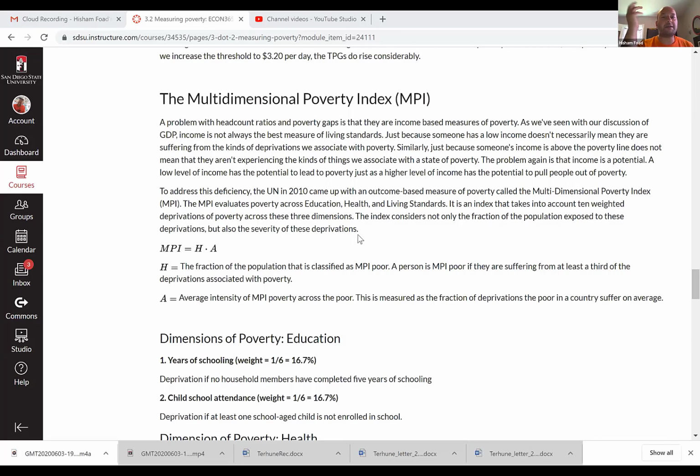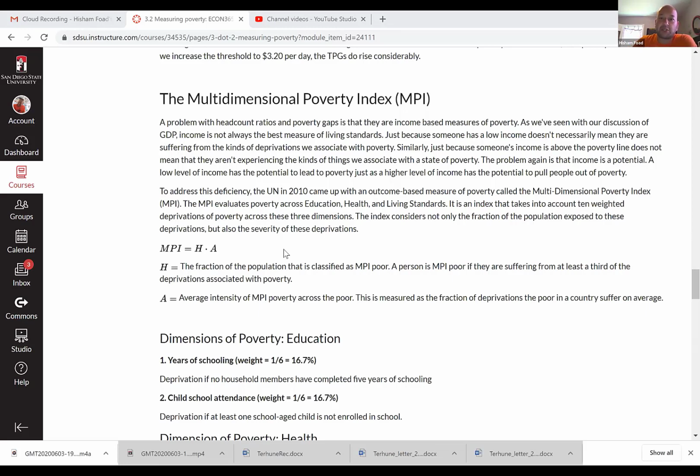So the MPI, the calculation for it is a little bit complicated, and it is useful at least to go through the components of it just to see those outcomes, those deprivations of poverty that we associate with that state of being in poverty, rather than just thinking about, oh, you have a low income. But basically the MPI accounts for not just the number of people that are in poverty, but also the severity of poverty. So it combines together the headcount ratio and the total poverty gap.